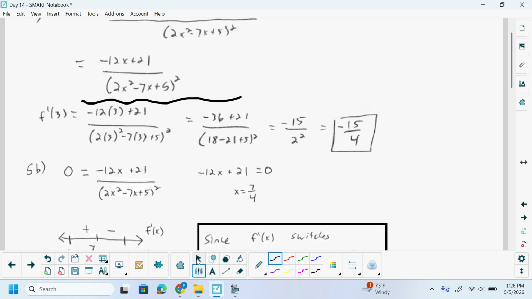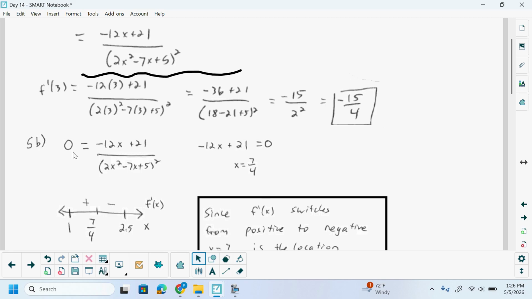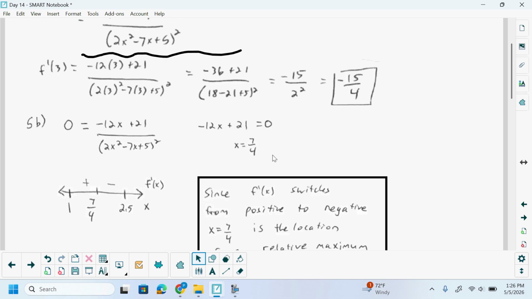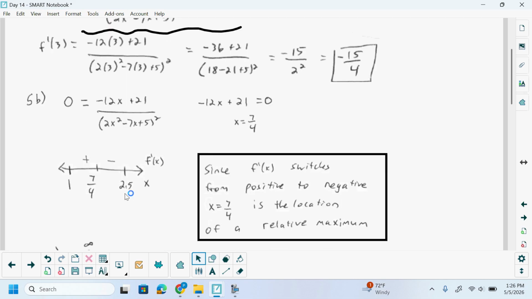For part B, we want to know where our critical values are and if they're relative mins, maxes, or neither. So we already have our derivative from that quotient rule, so I set it equal to 0. A fraction is 0 when the numerator is equal to 0. So I took the numerator, set it equal to 0, and got 7/4, or you could have 1.75. We were on the interval 1 to 2.5, so I put those and the 7/4 on there.